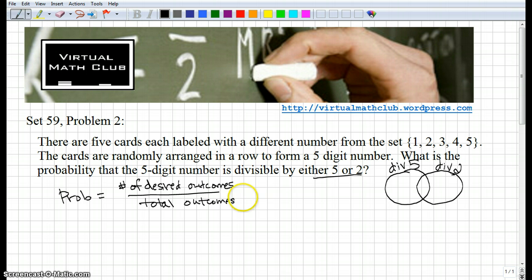So the total outcomes is fairly easy to calculate because we have 5 cards and we would have 5 choices to put down for the first number in our 5-digit number, and then we'd have 4 cards left, and then 3 cards left after we place the second card. We'd have 2 cards left, and then finally 1 card left, and if we multiply all those things together, we would get the total number of ways that we can arrange these 5 cards.